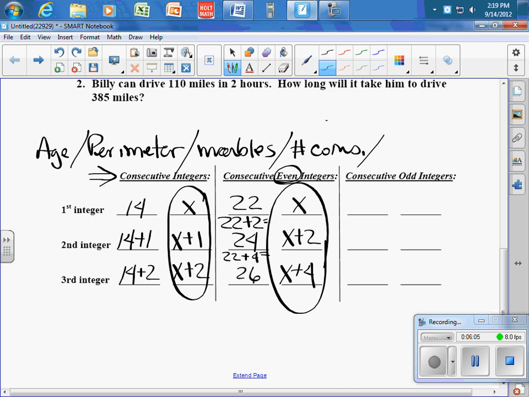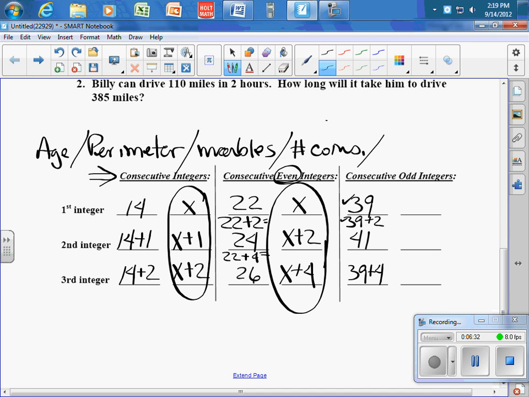Consecutive odd integers might be something like if we had 39. Well, what would be the next one? Well, it would be 41. Well, how did we get there? We took 39 and added 2 because consecutive odds are 2 numbers apart. So if my first one is 39, my second one would be 39 plus 2, and the next one after that would be 39 plus 4, getting 43.